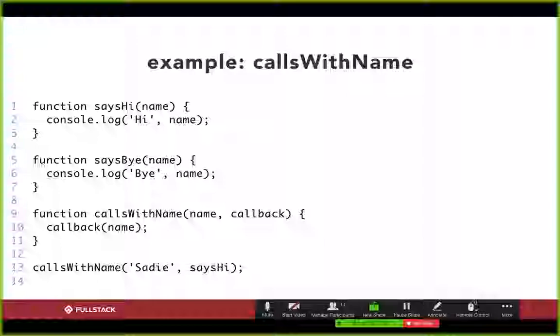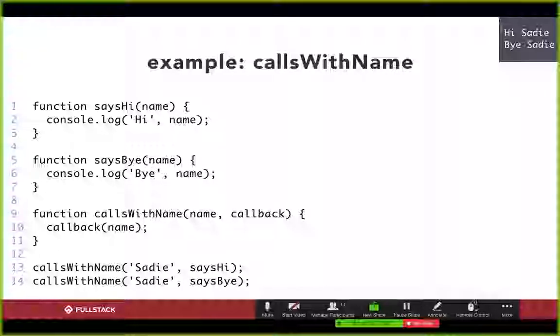And the reason why we do this is now we see how flexible calls with name is, because now, guess what? I can call calls with name again. I can keep the same name. I can keep Sadie. But now I can just pass in says bye as the second function. And what that will do is that will now invoke says bye and pass in Sadie with a name. So in my output, I see hi Sadie, bye Sadie.